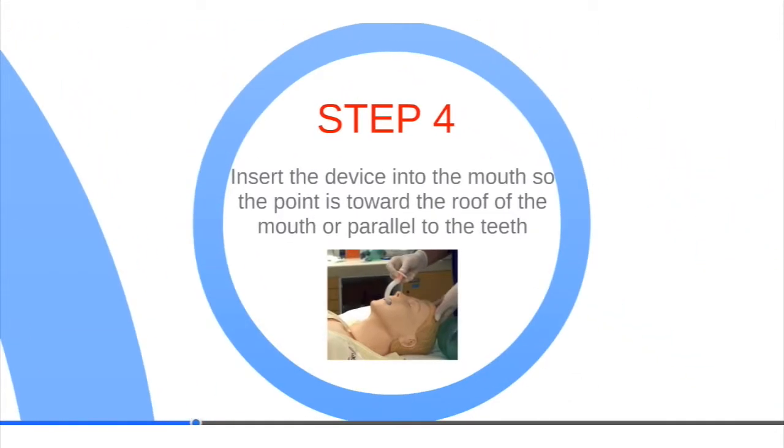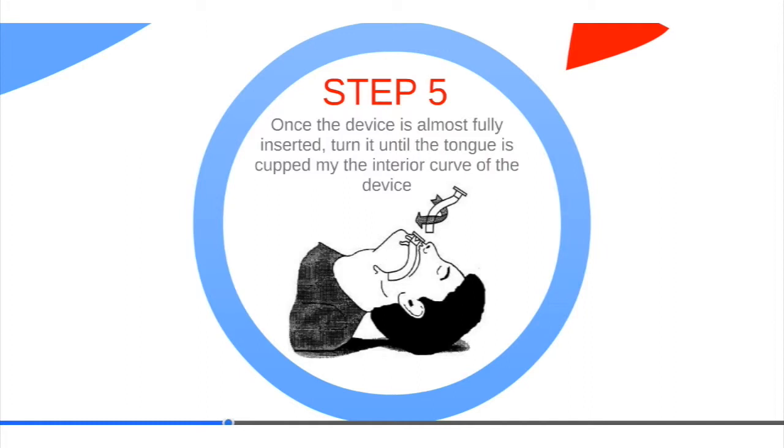Next, insert the device into the mouth so that the point is toward the roof of the mouth and parallel to the teeth. Lastly, step 5. Once the device is almost fully inserted, turn it until the tongue is cupped by the interior curve of the device.